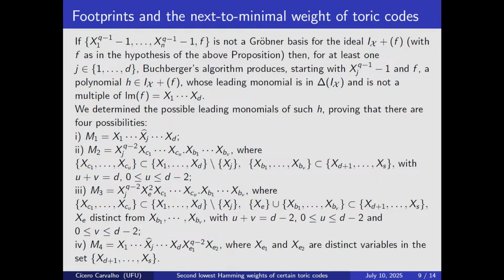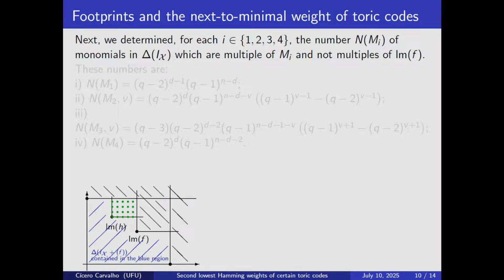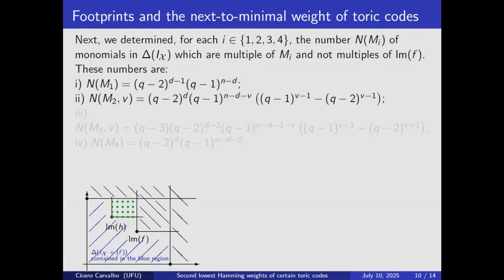So now we counted the number of multiples of these monomials which are in the footprint and are not multiples of the leading monomial of f. Okay? So we were counting the number of monomials here for each of those types. Okay? So the numbers are like this. For the first type, we have this number. For the second type, remember that the second type had u and v, but u plus v was constant.